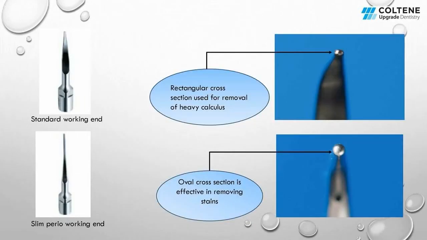In this slide, you can see that I have displayed two types of working ends. One is the standard working end and the other is the slim perio. The standard one is one which we all are familiar with, and that is a major workhorse in our clinic. Another thing that I wanted to point out here is the cross section of the working end. A rectangular cross section is used to remove heavy calculus, whereas an oval cross section is used to remove stains. So this is one of the major concerns that we have in our clinics, as to how to remove stains. Just by observing the tip of the working end, we can make out the difference for ourselves.